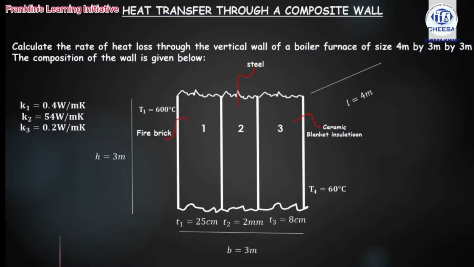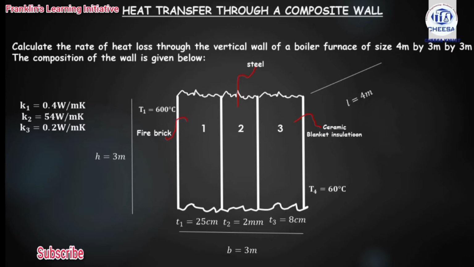In this tutorial video, we are going to solve a problem on heat transfer through a composite wall or a composite slab. We have a composite wall made up of 3 layers. The first inner layer is a fire brick, the middle layer is made of steel, and then the last layer, which is the outer layer, is a ceramic blanket insulation.